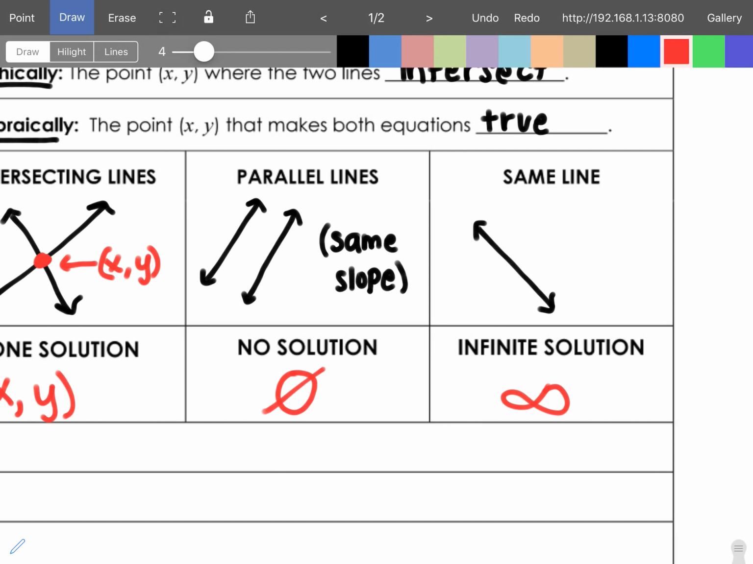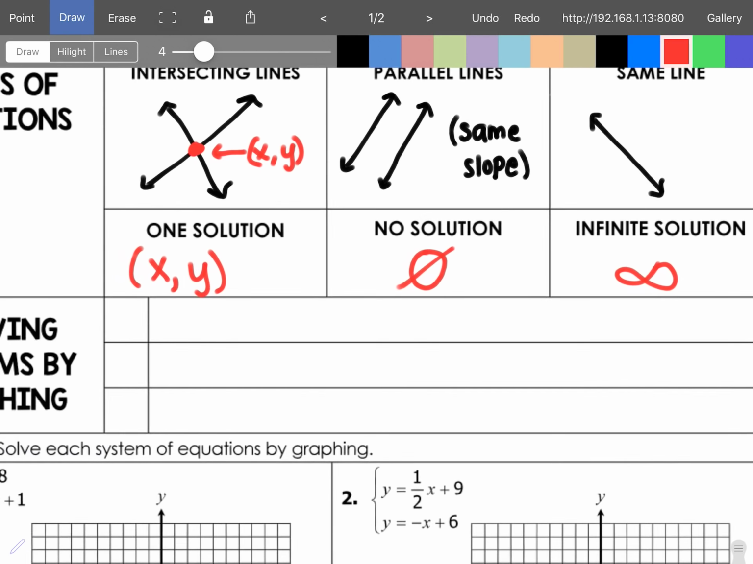And a lot of times they'll disguise the same line. Like when you finally solve for y, you're like, oh, that's exactly the same line. Y equals 2x plus 3 and y equals 2x plus 3. But you won't know it until you solve for y.